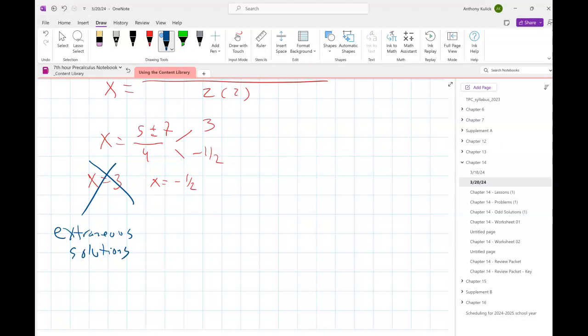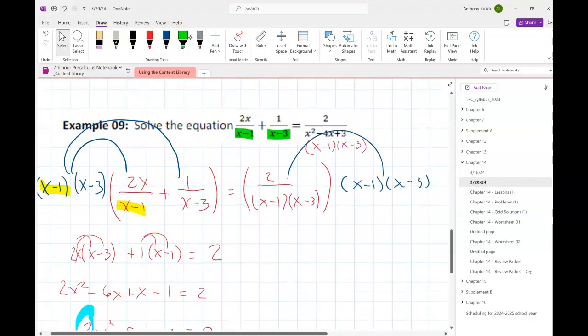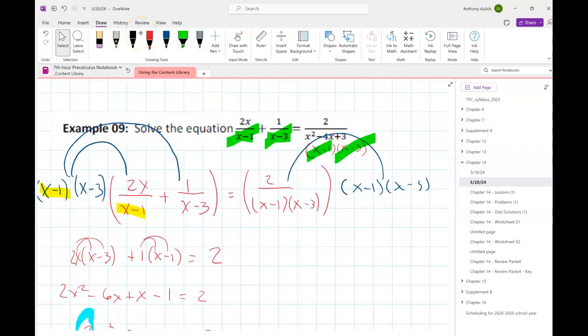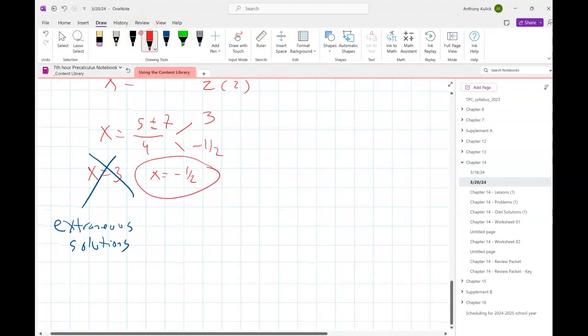If it happens that everything is an extraneous solution, you're left with nothing else, you would just say there's no solution. But here, we still have to check the negative 1/2. If I plug negative 1/2 in for x minus 1, do I get 0? No. If I plug it into x minus 3, do I get 0? No, right? Negative 1/2 minus 3 is not 0. If I plug it into both of them, they're still not 0, so not 0 times not 0 has to be not 0, right? So negative 1/2 works. That's our answer. That's all we're left with.